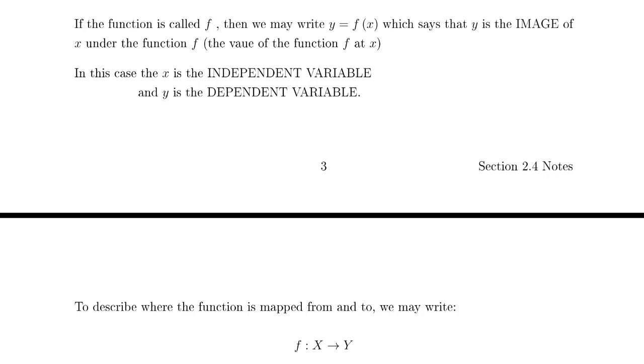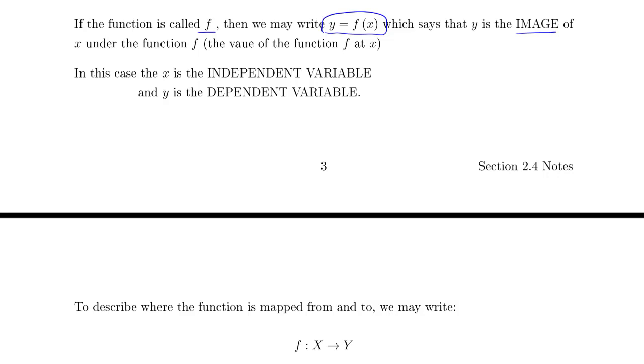So a little more on the notation and definitions here. If the function is called little f there, then we may write y equals f of x. That's how we say it: y equals f of x, which says y is the image of x under the function f. In other words, the value of the function at x. It's the output when x is the input.